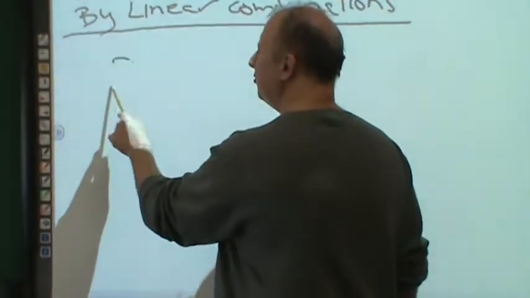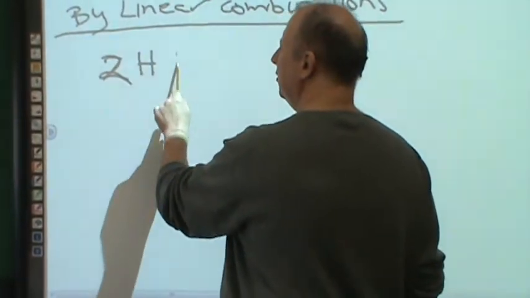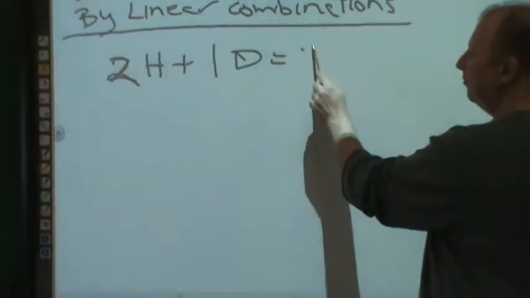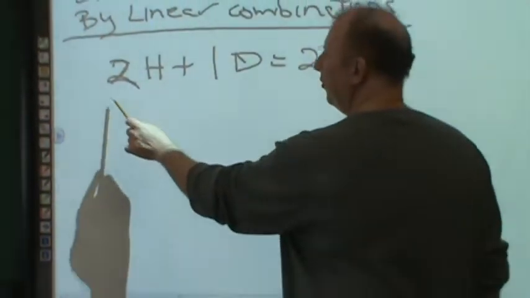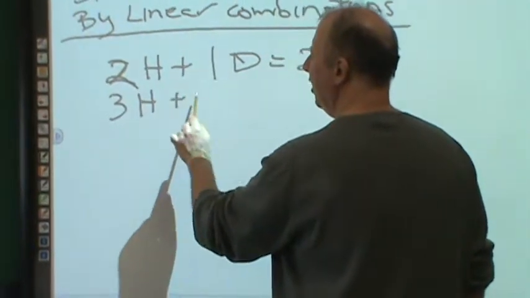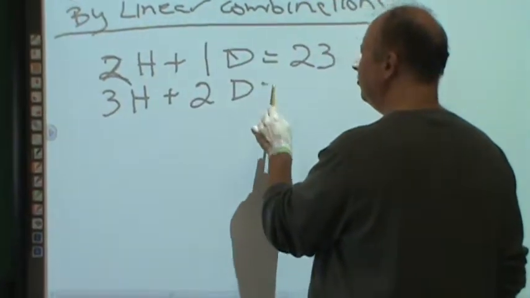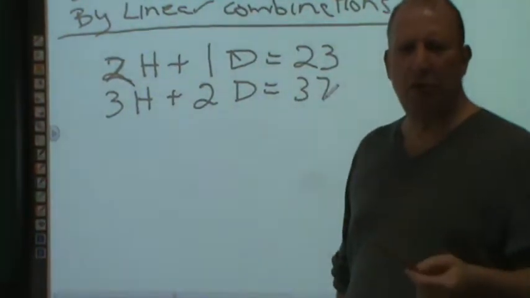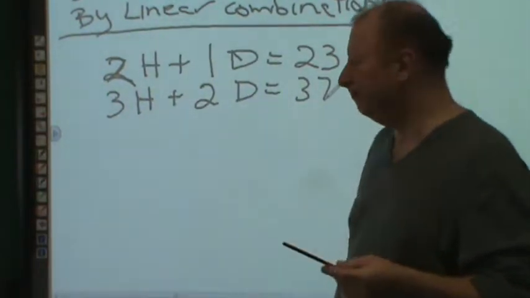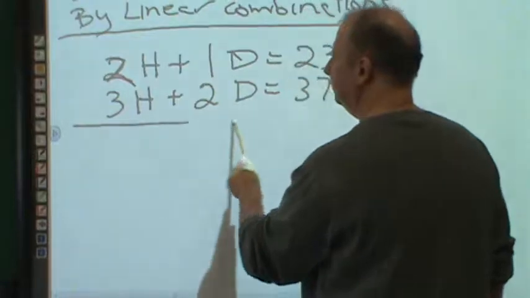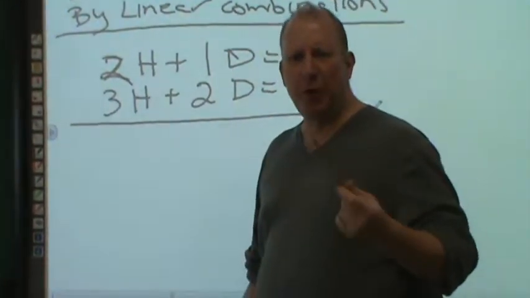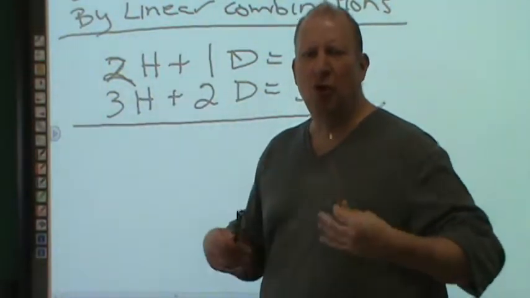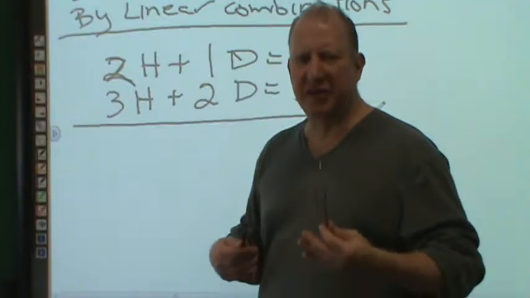Let's say 2 hot dogs plus 1 drink cost $23. And 3 hot dogs and 2 drinks will cost $37. Well, what is the cost of a hot dog and what is the cost of a drink? Well, what I'm going to do is purposely make potential errors in here to show you what could happen, but the goal is consistency.